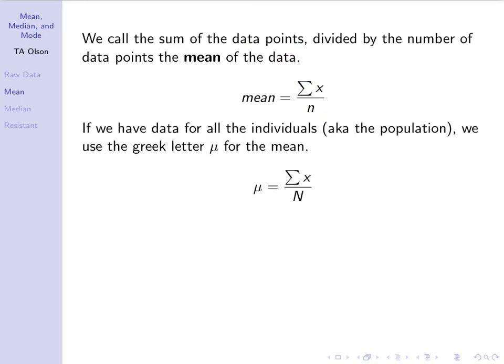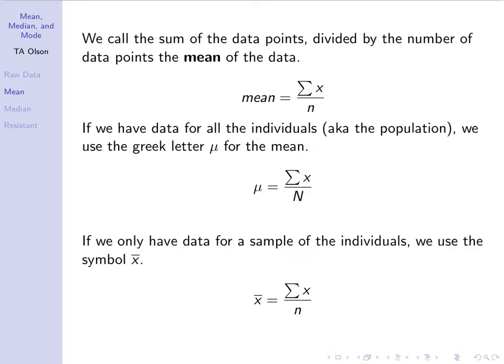Some notational things. If we have data for our entire population, all of the individuals that we're interested in, we use the special Greek letter mu as our mean, and instead of n as our number, we use a capital N. I'm not so worried about the capital N, but the Greek letter mu for our population mean, we really want to use that because that is very common.